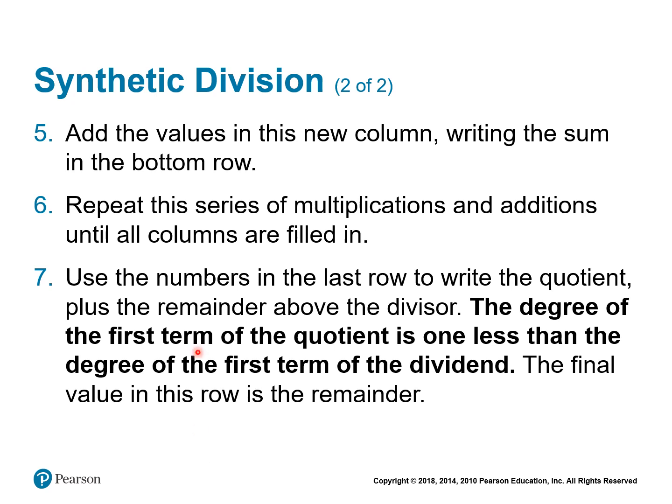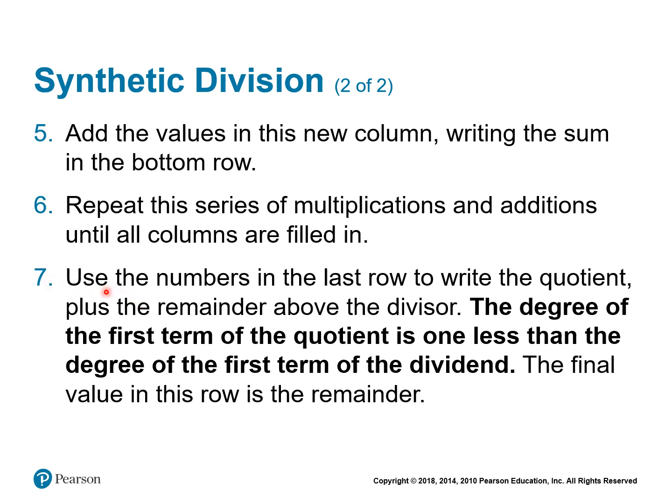So in step 5, it says add the values in this new column. So we were working through it. We had a plus 7 and then minus 15. We added them, writing the sum in the bottom row. In the row below the line, we wrote a minus 8. Then repeat this series of multiplications and additions until all columns are filled in.